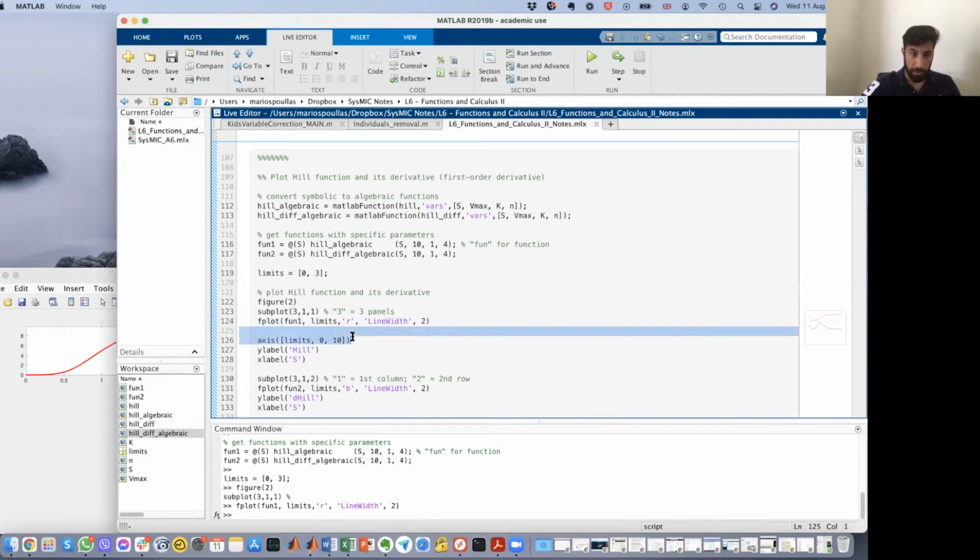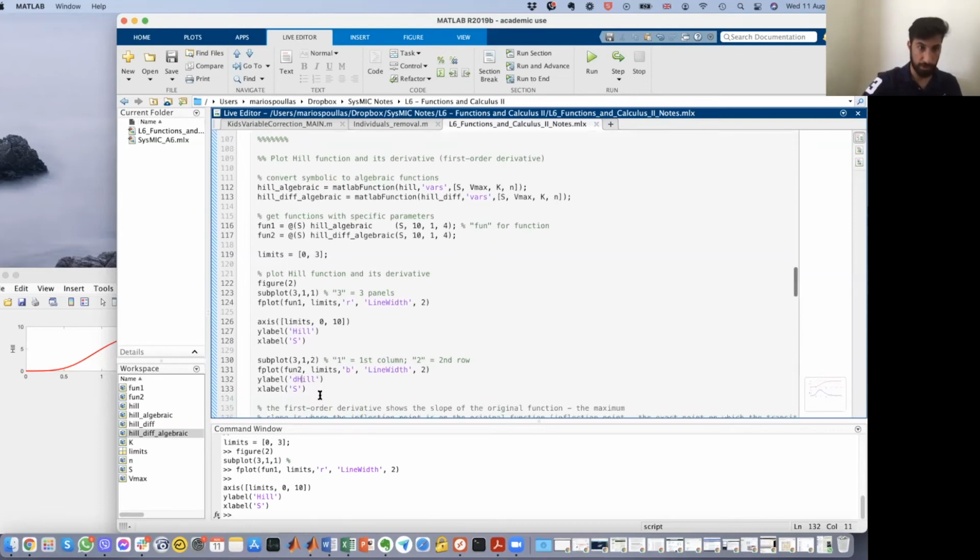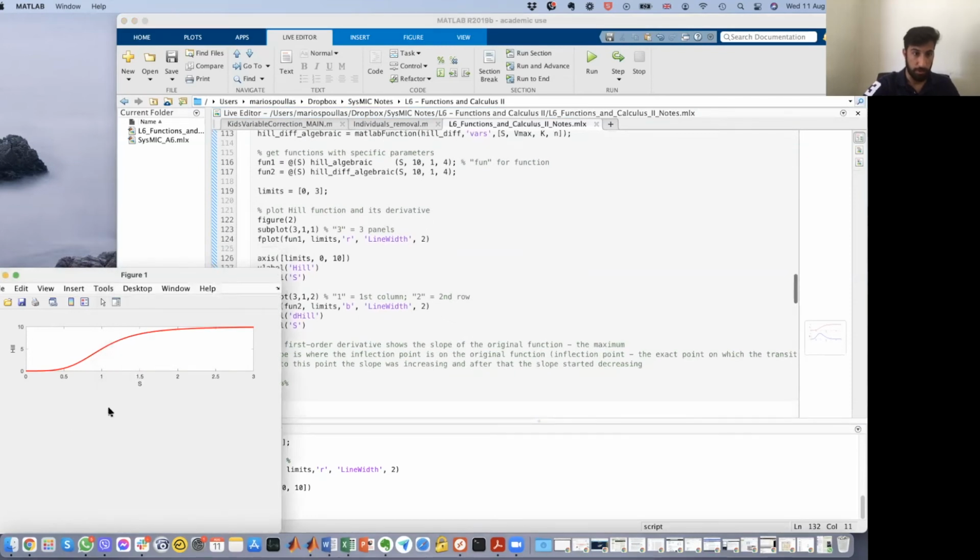I'm increasing the axis limits from 0 to 10 this time, and adding the Y and X label, naming the Y as Hill. Then we are gonna have the D Hill, which is the differentiated version of the Hill, and then the D square of the Hill. But let's see it in a few minutes.